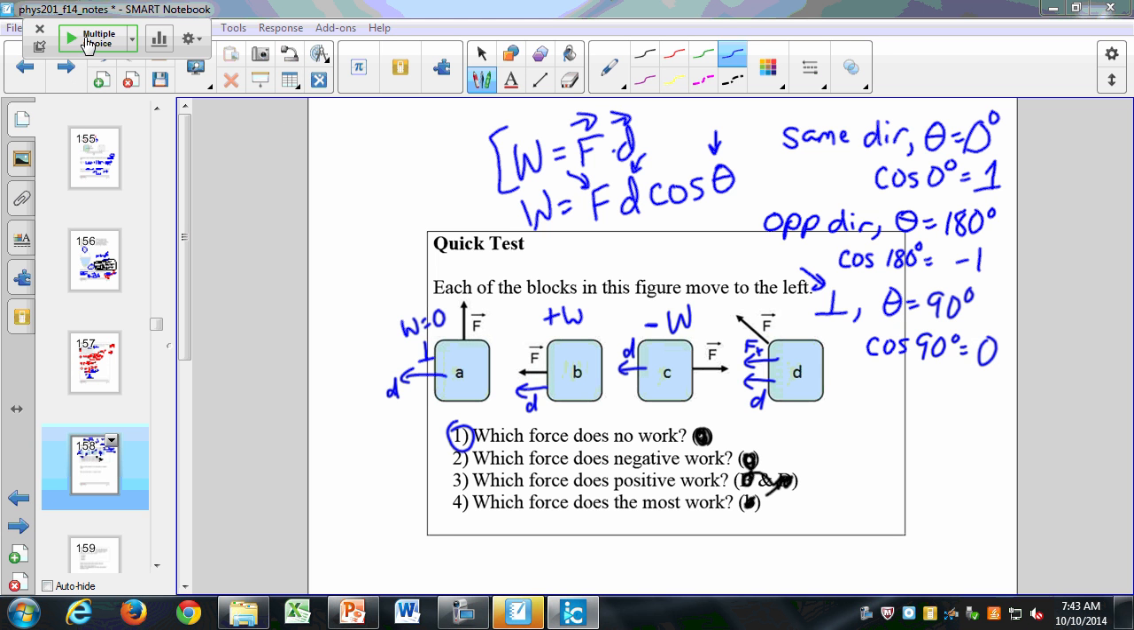Oh, we'll just do B. So 3. The one that does positive work, we'll say is B.